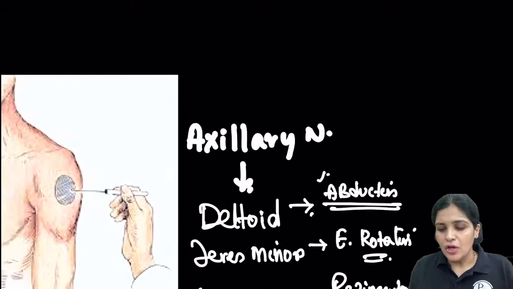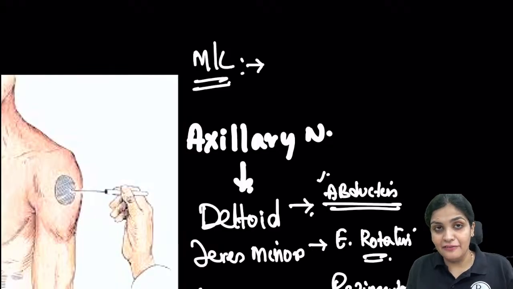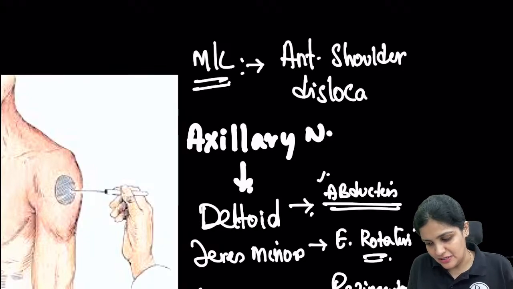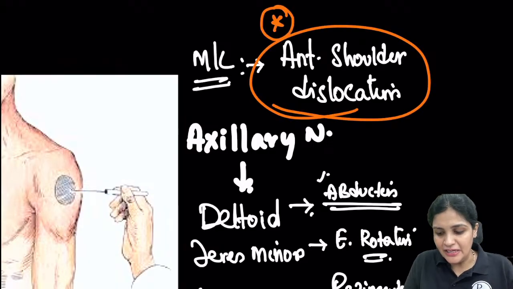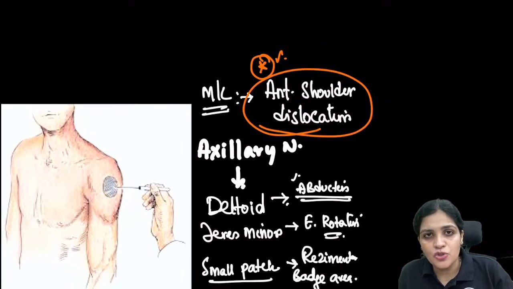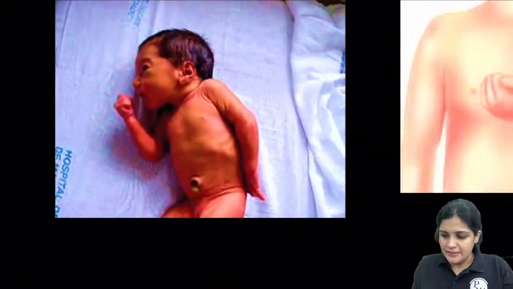And which traumatic condition will result in palsy of this axillary nerve? When do you suspect axillary nerve injury, in which traumatic condition? Anterior shoulder dislocation. Yes, very good. So they can ask you this way also. They can put up this image and ask you what is the most common injury. It is the anterior shoulder dislocation. Very good.